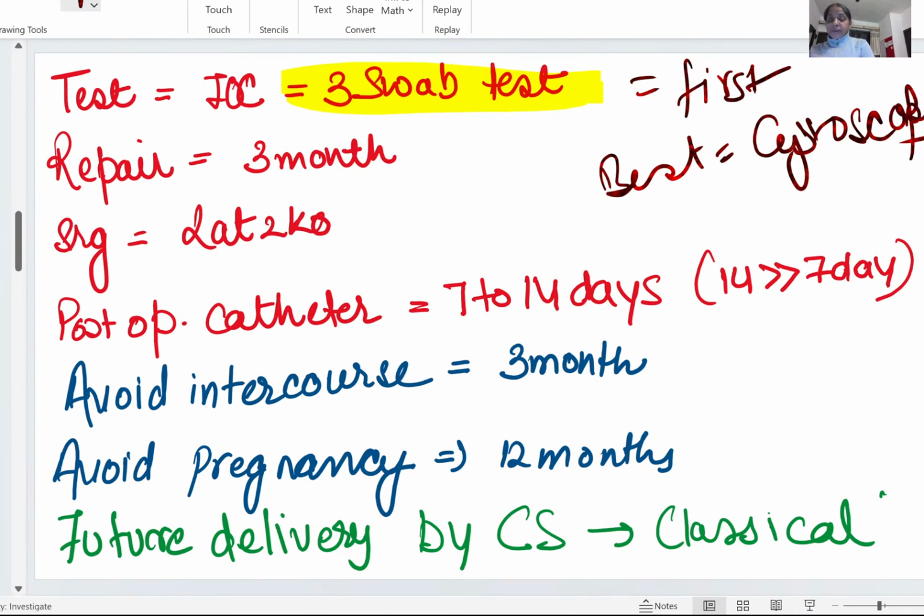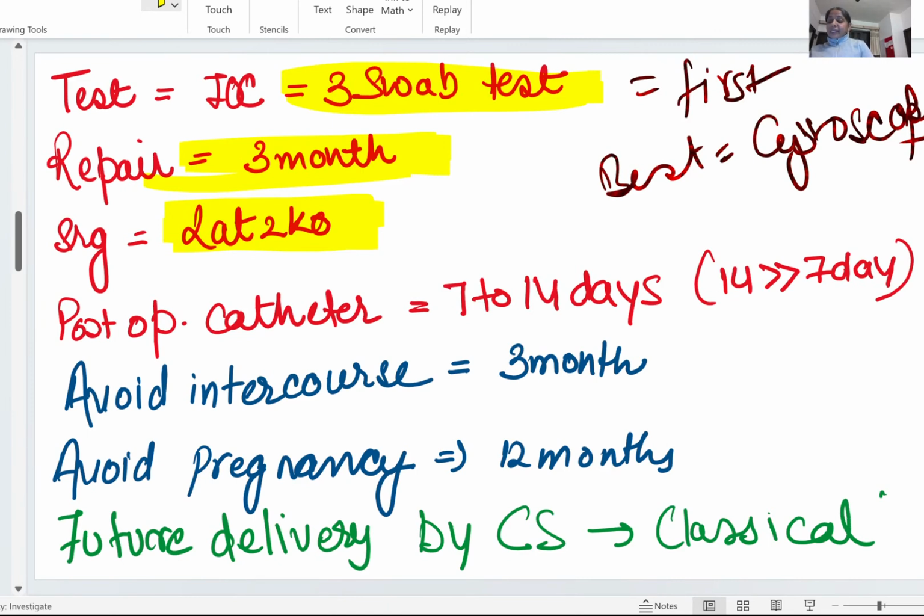When is the repair done? The repair is done after 3 months of the delivery. What is the name of the surgery? The surgery name is Latzko surgery.